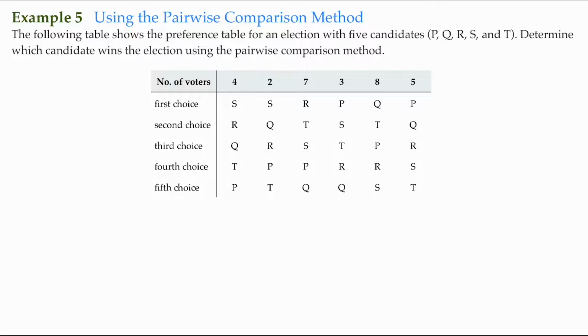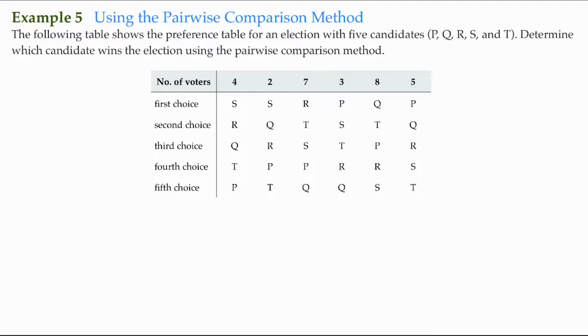So here we have the following table shows the preference table for an election with 5 candidates, P, Q, R, S, and T. Determine which candidate wins the election using the pairwise comparison method. Now this preference table is the same preference table that we used in the previous example, the plurality with elimination method, except this time we're going to use the pairwise comparison method.